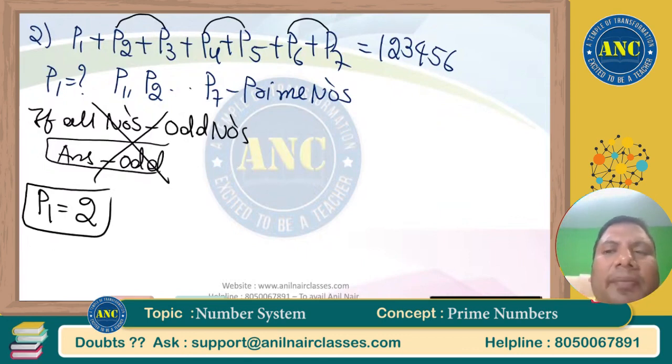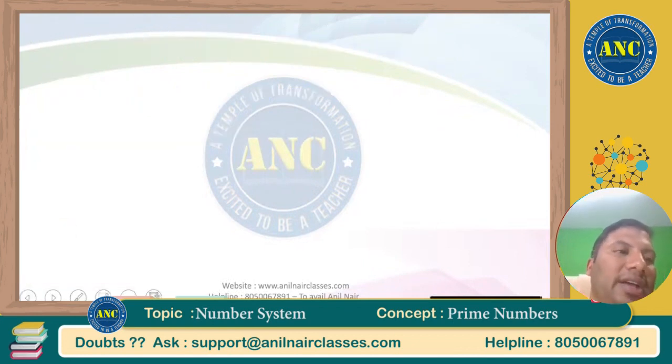Very, very easy if you do it right. Only the value of P1 is required. P2, P3, P4, P5, P6, P7 may take any other value. So again I am telling you, an odd number of odd numbers will sum to an odd number, but the right hand side is an even number. So one number has to be an even number. Idea clear? Next, another variety.